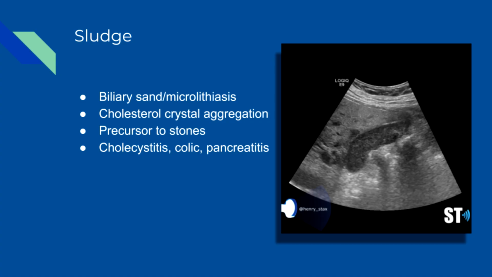All right, so moving on, sludge. Biliary sludge is a very common finding on gallbladder sonography. It is also called biliary sand or microlithiasis. It is mainly comprised of calcium bilirubinate crystals and lesser amounts of cholesterol crystals. It can be asymptomatic. Risk factors are rapid weight loss, gastric surgery, total parenteral nutrition.